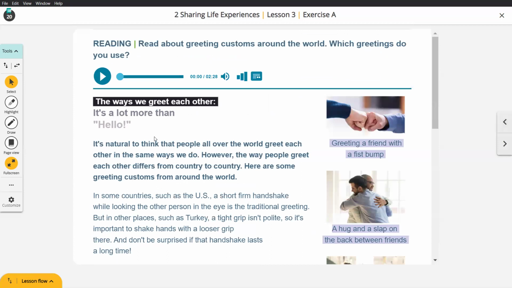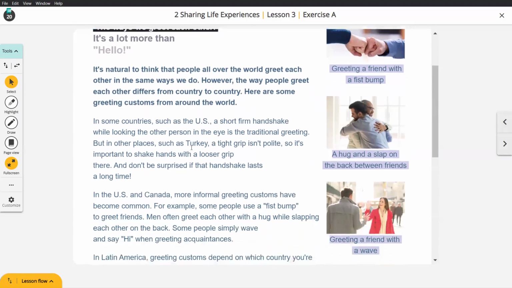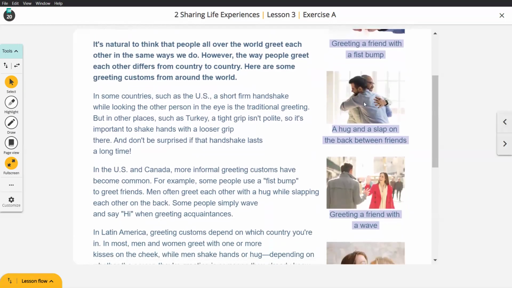So, you follow the reading with your sight. The ways we greet each other: it's a lot more than hello. It's natural to think that people all over the world greet each other in the same ways we do. However, the way people greet each other differs from country to country. Here are some greeting customs from around the world. In some countries, such as the US, a short, firm handshake while looking the other person in the eye is the traditional greeting. But in other places, such as Turkey, a tight grip isn't polite, so it's important to shake hands with a looser grip there. And don't be surprised if that handshake lasts a long time.